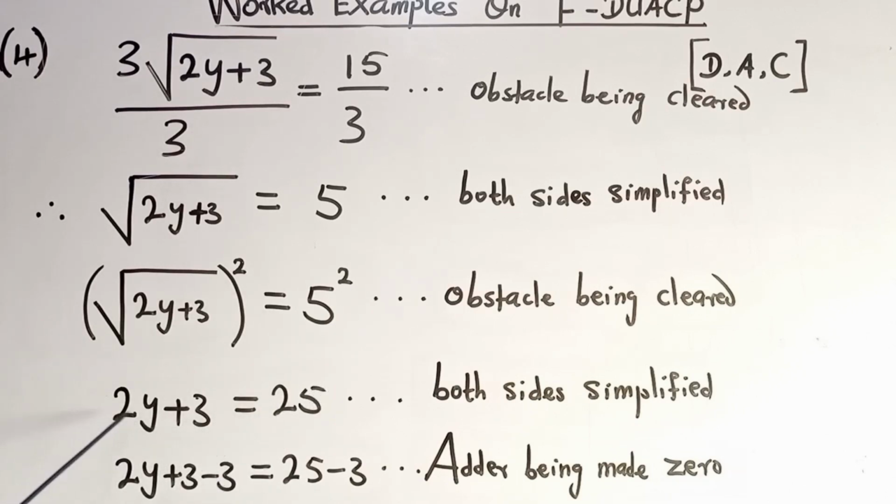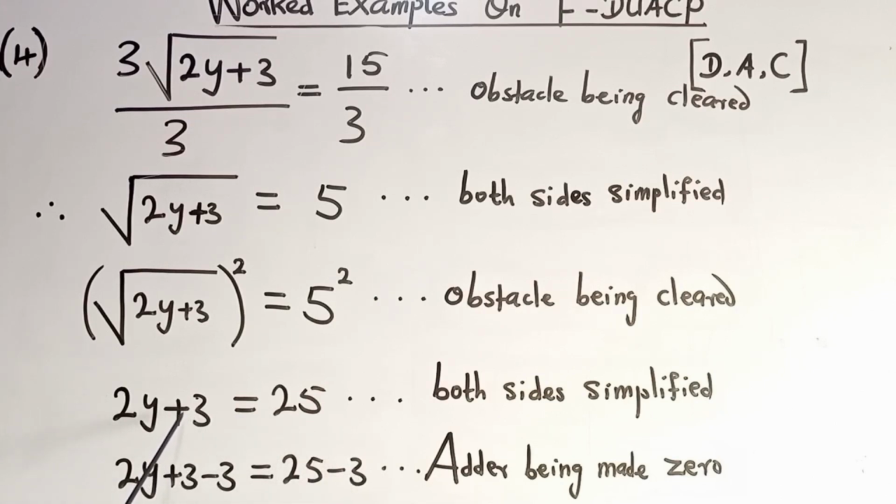Right now we have 2y plus 3 is equal to 25. Has time arrived for us to get this adder out and make it become 0? Surely the time for it has come. There is no other obstacle there. 3 is no longer enclosed in a common root. 3 is not enclosed in a common power. And now it is time to get it out. Let us see how it is done.